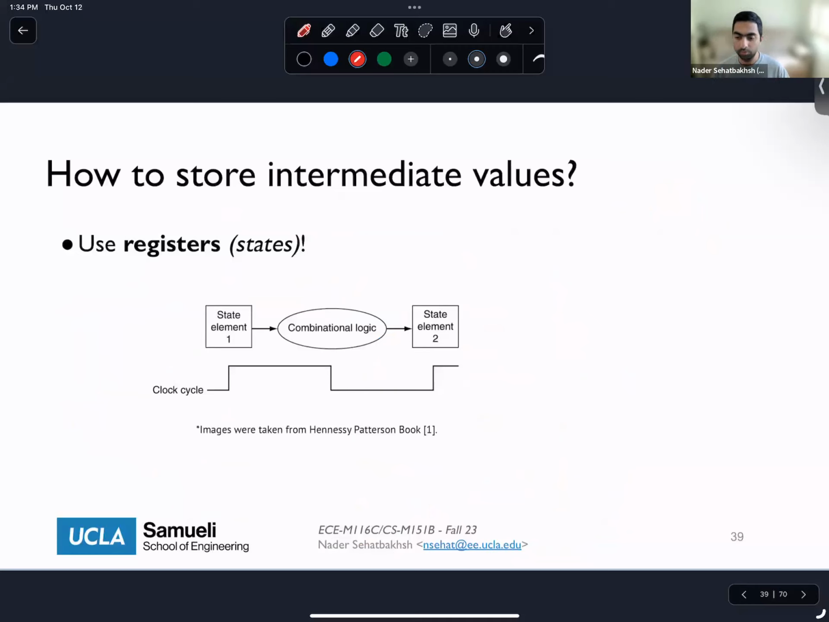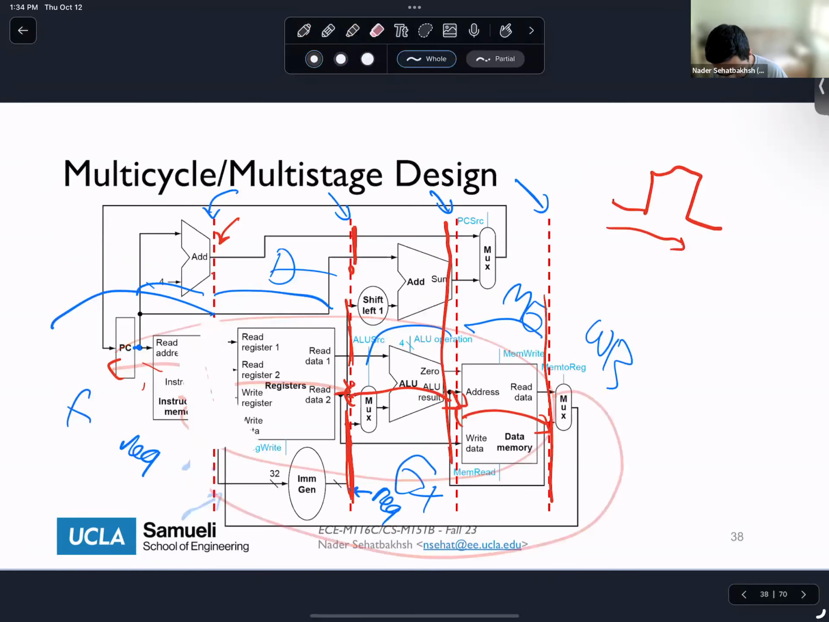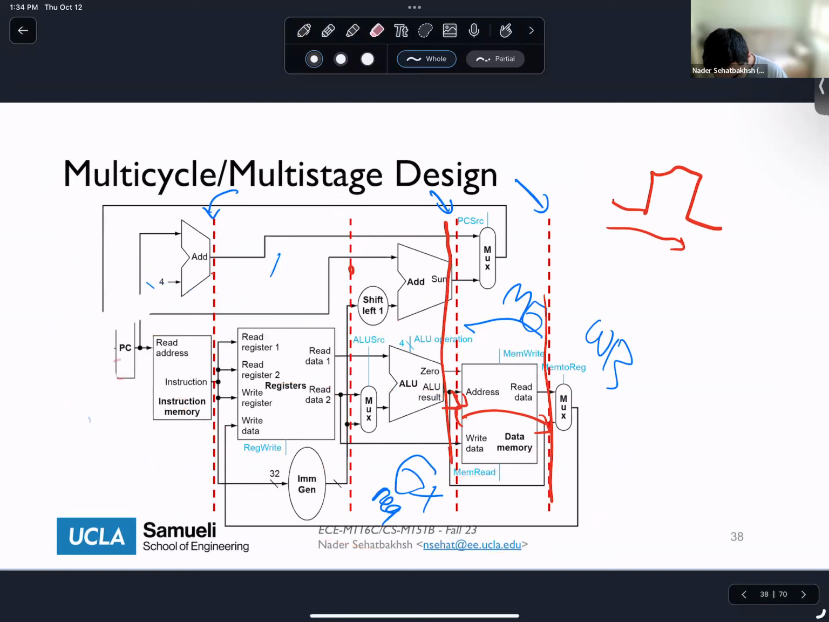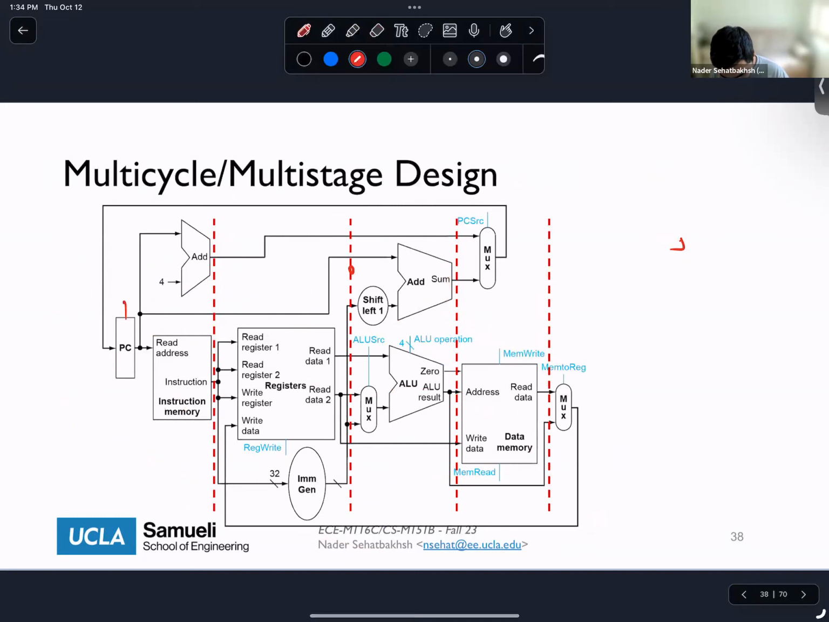Of course, this is going to be what we call states. What is really happening here is that I'm going to have some state elements, some registers. I'm going to have some combinational logic, and I'm going to have some other state. So for example, in this case, I'm going to have this register here. PC is a register. Then this is my combinational logic. This is the same as before.